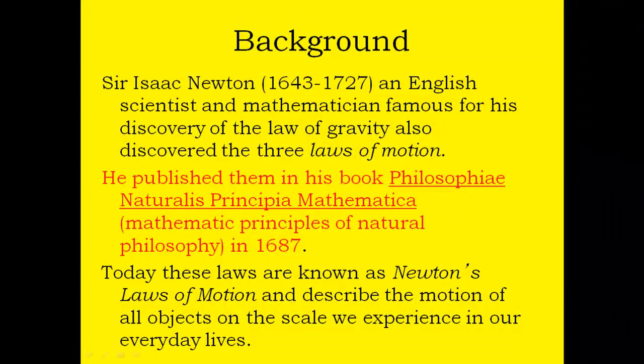He published them in some book with a really long Latin name in 1687, which was not so long ago, but still long ago that he's dead now. And today these laws are known as Newton's laws of motion, and they describe the motion of all objects on the scale we experience in our everyday lives. So that just means big things, like anything bigger than a grape. Well, probably some things a little smaller, but nothing down at the molecular level. That's all quantum mechanics. All of Newton's laws break down at the microscopic level. So it's only for big things like people, cars, planets, stuff like that.